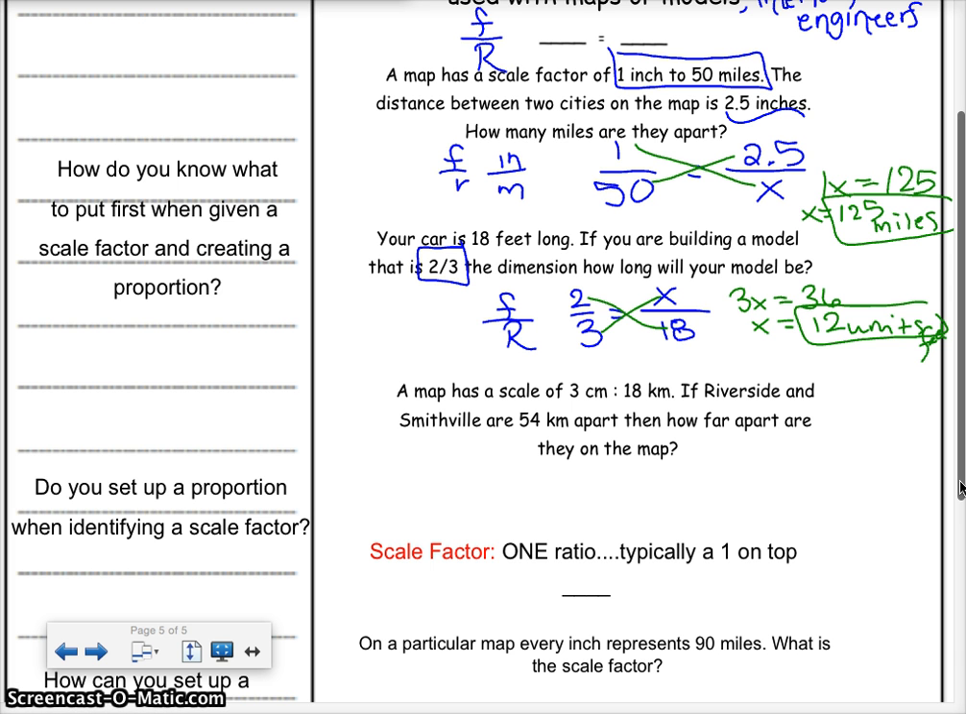Because it keeps that same dimension. Good call. Feet. Okay.